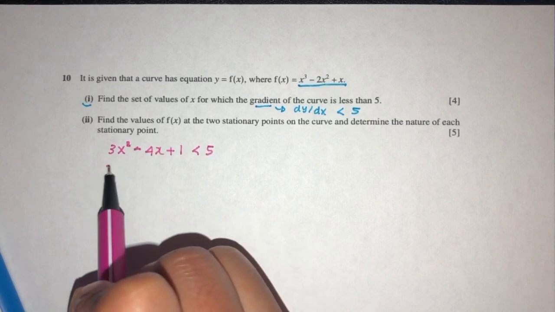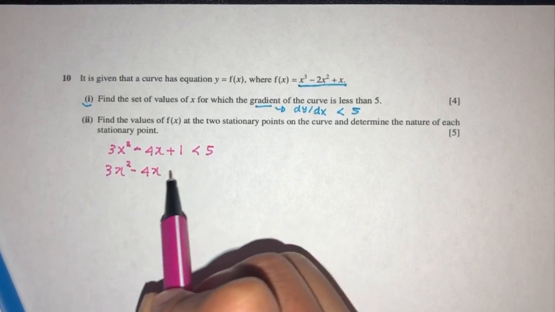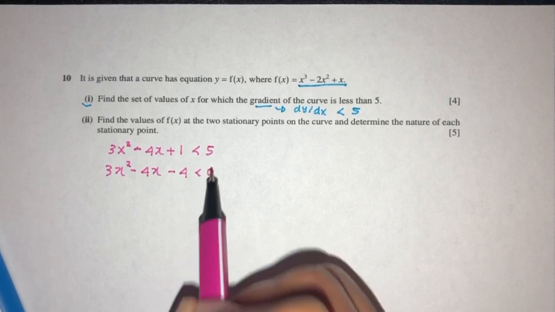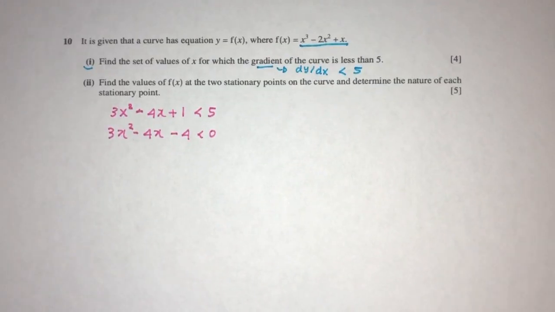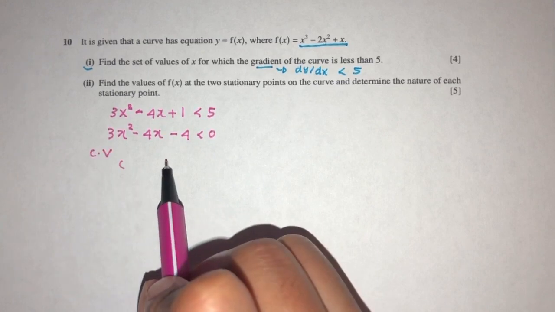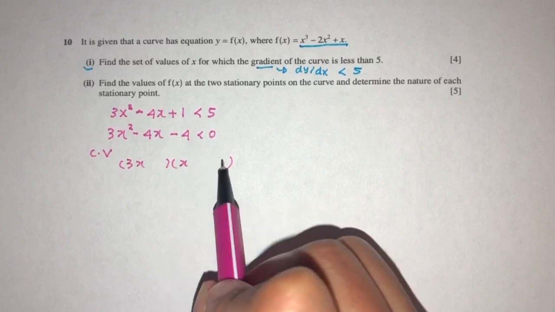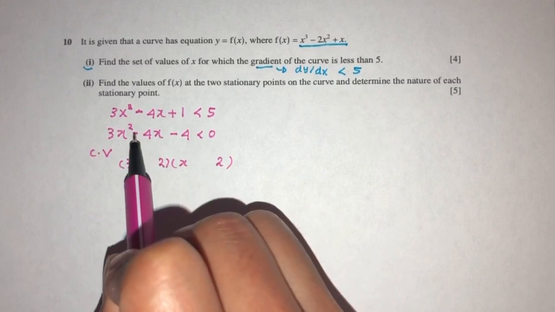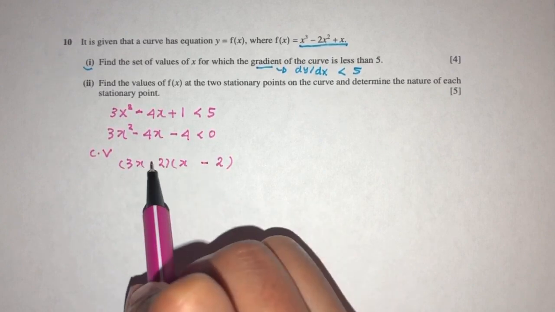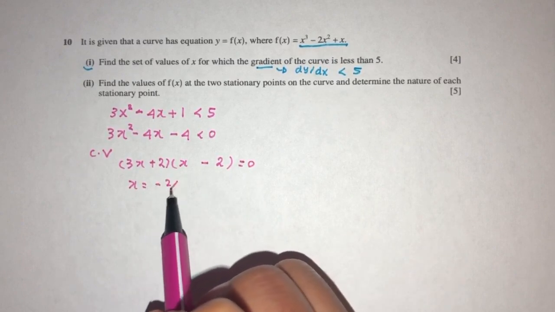Send everything to one side, and you will have this minus 4x. 1 minus 5 is minus 4. Now obviously we have to find the critical values of x. So first let's factorize. That should be 3x times x, and 2 times 2. To get minus 4, we have to have minus 6 plus 2. x will be minus 2 over 3.